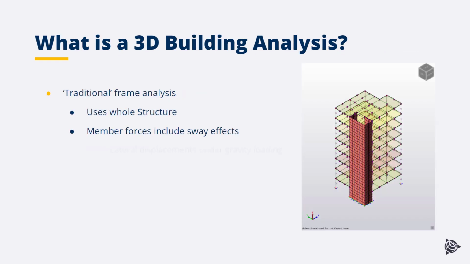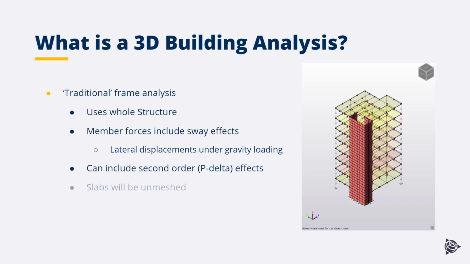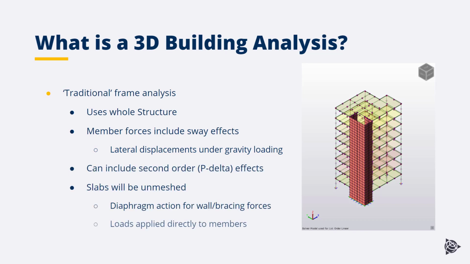We will now look to define what the 3D building analysis is and why we use this. The 3D building analysis would represent a three-dimensional version of a traditional frame analysis. During this analysis, the structure will be considered as one whole analytical model, with each level free to displace. The results of this will be that the forces within the members will include the effect of lateral displacements, known as sway effects. These can occur under gravity loading due to an eccentricity between the centre of mass and the centre of stiffness within the model.